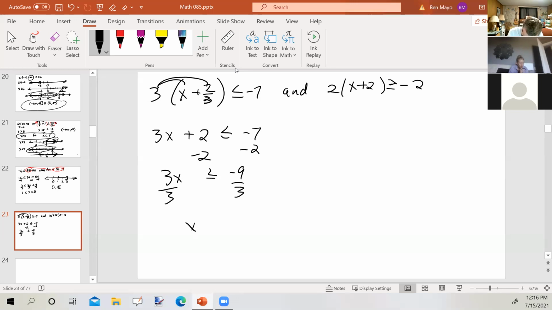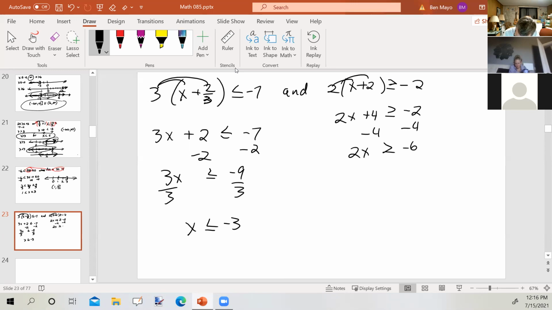Divide both sides by 3, x less than or equal to -3. Okay. The second inequality, distributing, I get 2x plus 4 greater than or equal to -2. We're going to subtract 4 from both sides. 2x greater than or equal to -6.